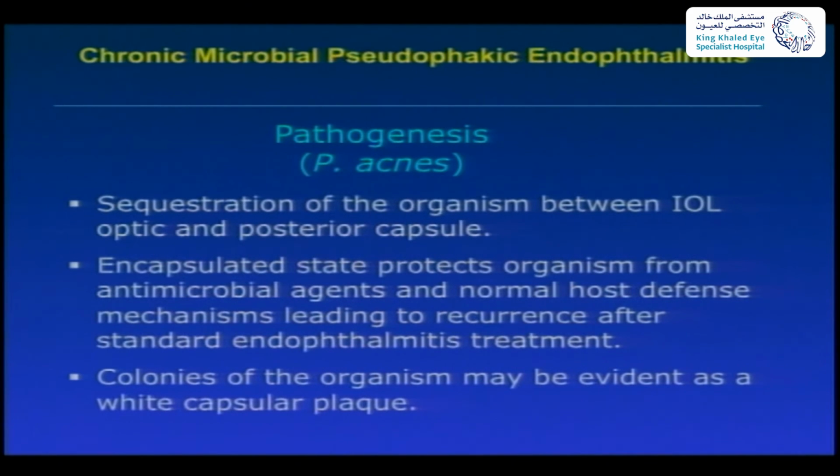The organism sequesters between the intraocular lens and the posterior capsule, and this encapsulated state protects the organism from antimicrobial agents. This type of endophthalmitis will never respond to intravitreal antibiotics alone, and I'll show you later. The encapsulated state protects the organism from antimicrobial agents and normal host defense mechanisms, leading to recurrence after standard endophthalmitis treatment.